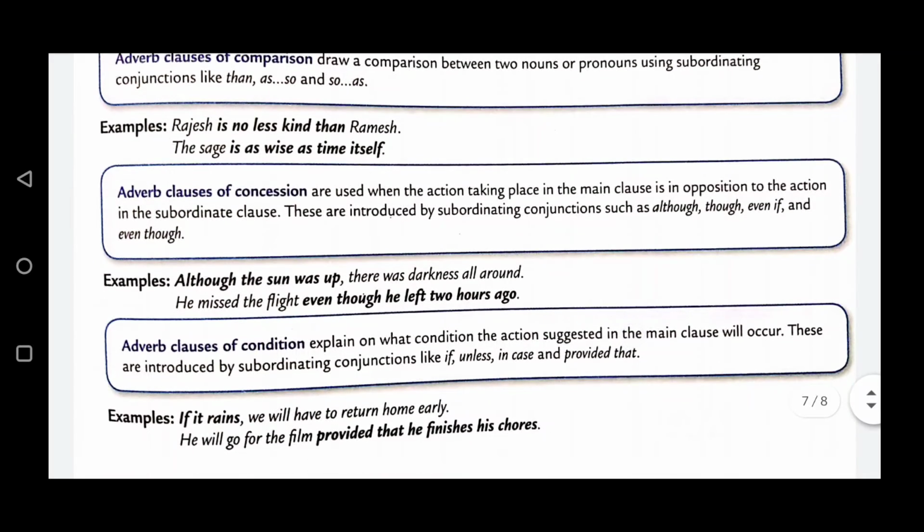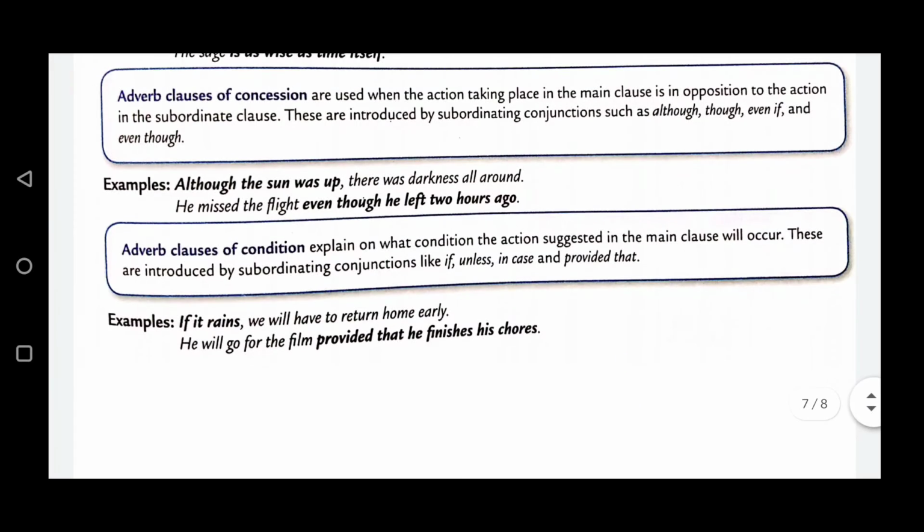Right. Although the sun was up, there was darkness all around. You can see, although the sun was up. The sun is up means it should be bright. But here it is saying there was darkness all around. He missed the flight even though he left 2 hours ago. He left 2 hours ago, but still he missed the flight. So both the things are in opposition to each other. Therefore, these are adverb clauses of concession. Also, you can see the subordinators. The first sentence starts with although and the second clause starts with even though.